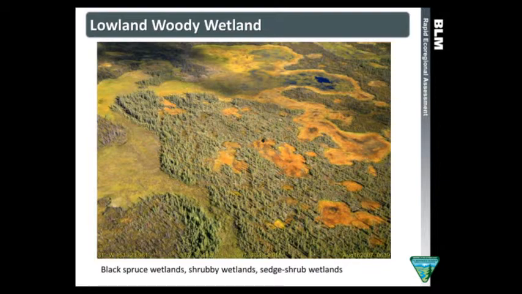Next, I'll look at the lowland, the woody wetland, and the floodplain classes. Just to reiterate, these are the black spruce wetlands, and the NLCD definition of this class includes shrubby wetlands and also sedge shrub wetlands. So anything that has woody vegetation and is also a wetland.